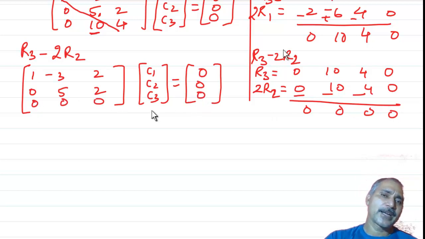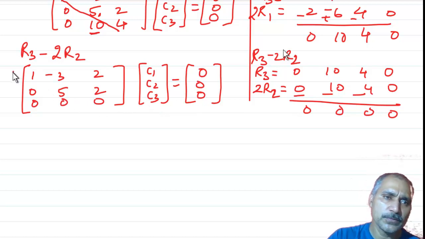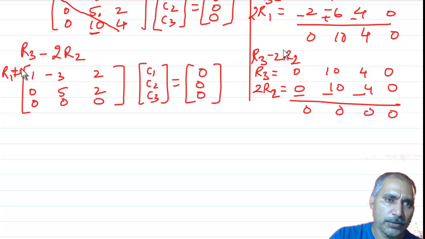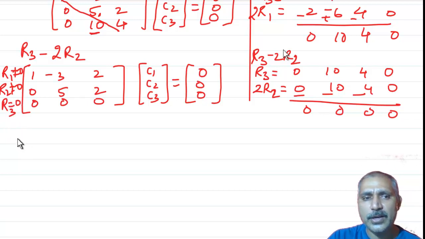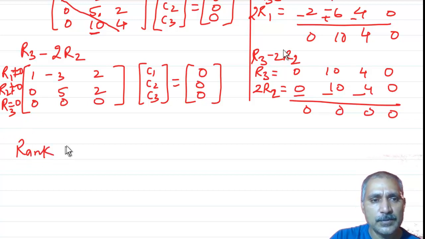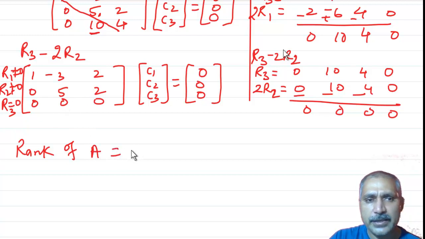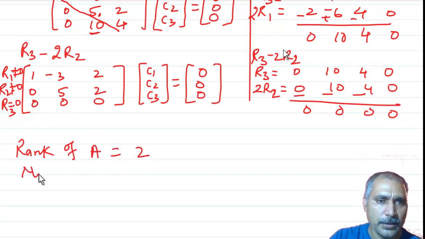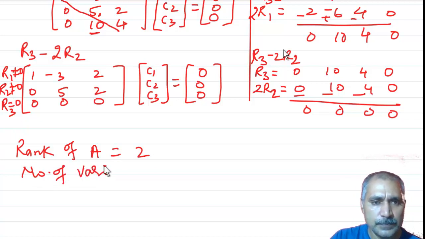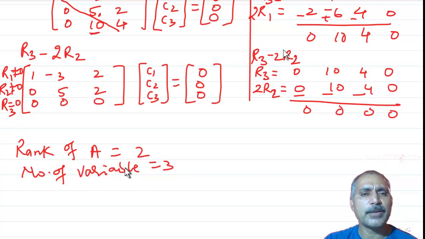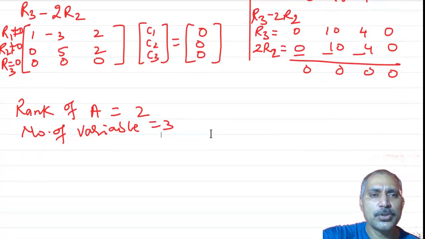Now if we look at the rank, the first row R1 is a non-zero row. R2 is also not 0, but R3 is a 0 row. Is it clear? So the rank of this matrix, we call it the coefficient matrix, rank of A is equal to 2. The number of variables is equal to 3. Here the rank is less than the number of variables. That means this equation will have infinite solutions.